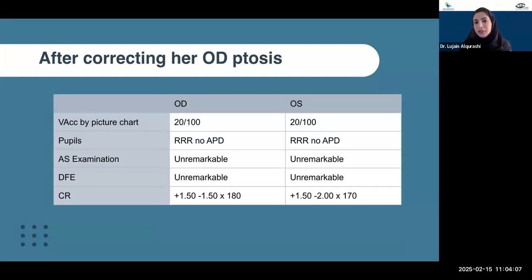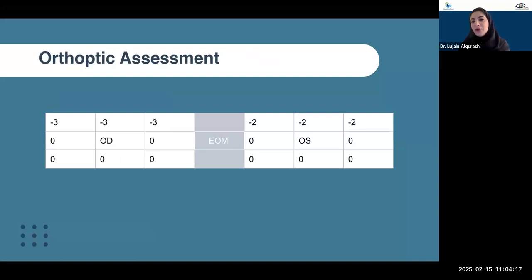A year later, after she corrected her ptosis and came back to our clinic, the vision was 20/100 in both eyes. On cycloplegic refraction, she still had hyperopic astigmatism, but what was more obvious in this visit was that she had a bilateral limitation in superduction. In the right eye, there was a -3 limitation in superduction, and in the left eye, a -2 limitation in superduction.